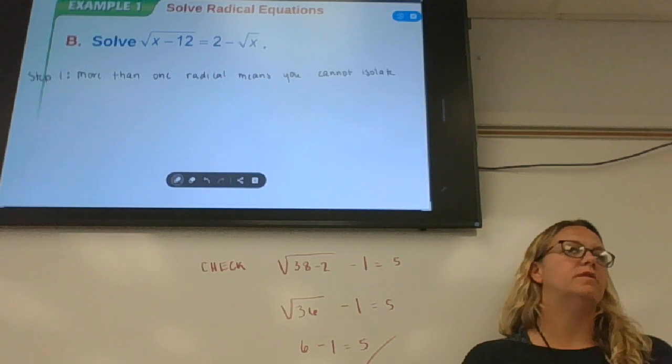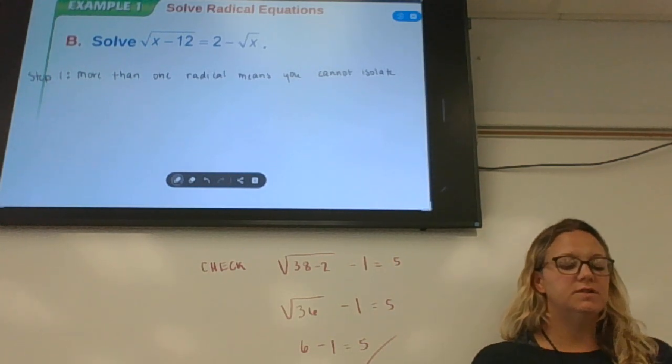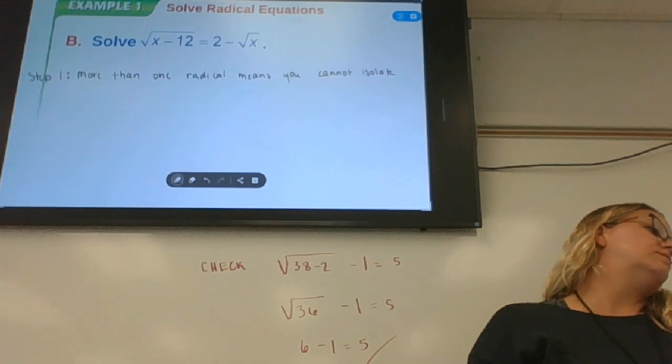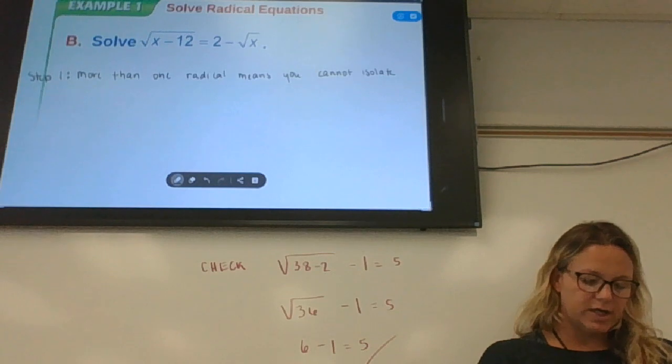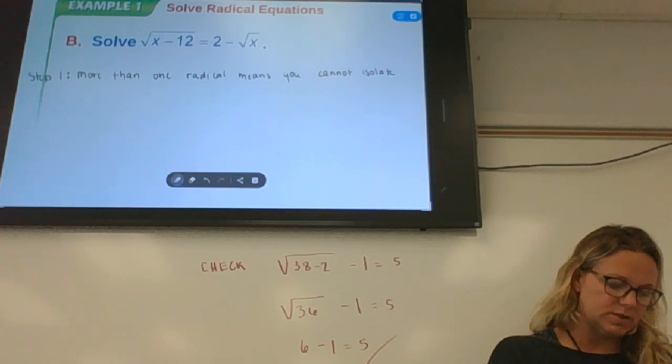Alright, so there's more than one radical in this problem. That means step 1 can't be done. You can't isolate when there's more than one radical. We're not going to move things around from here. We're going to go straight into step 2, which is square both sides. Raise both sides to a power of 2.